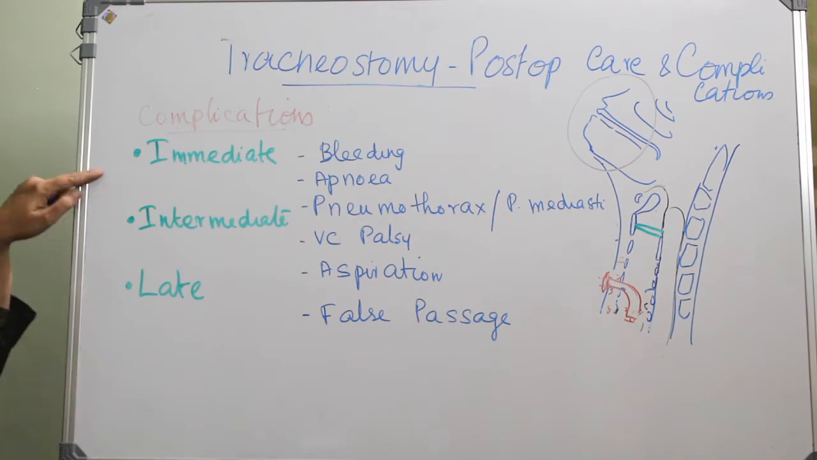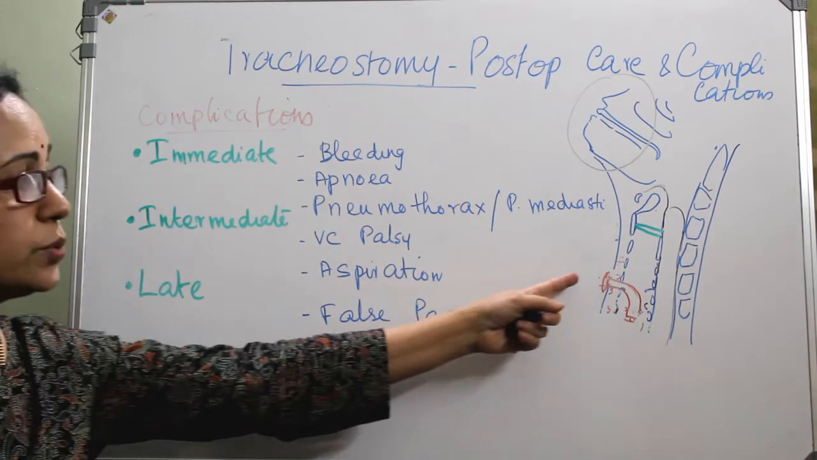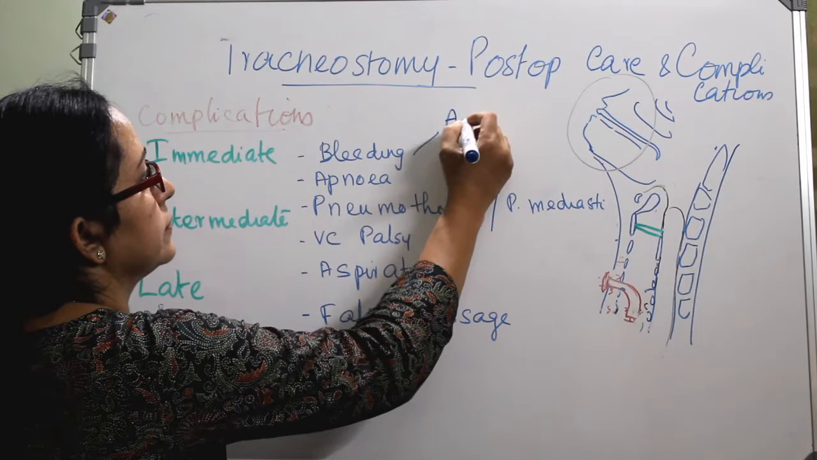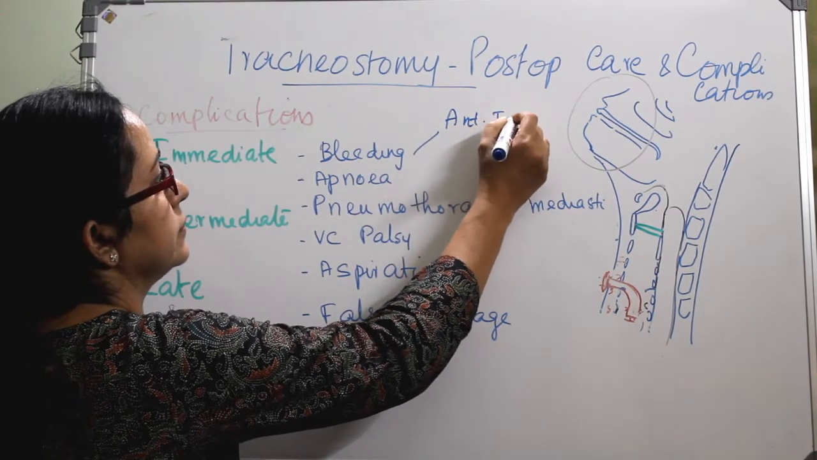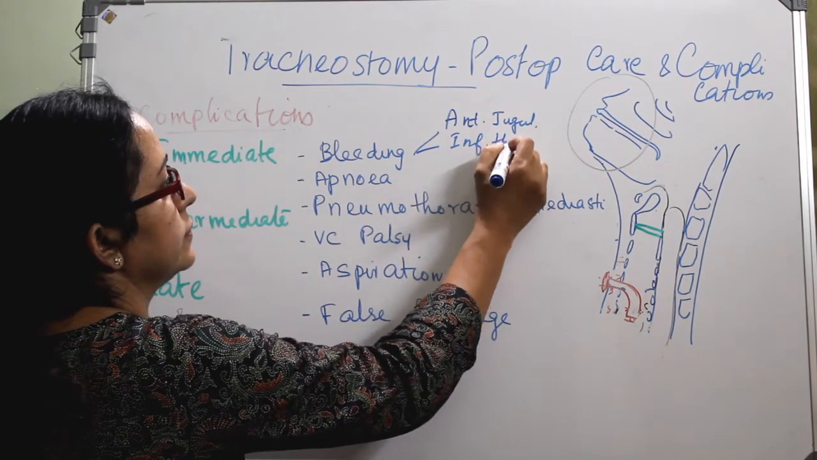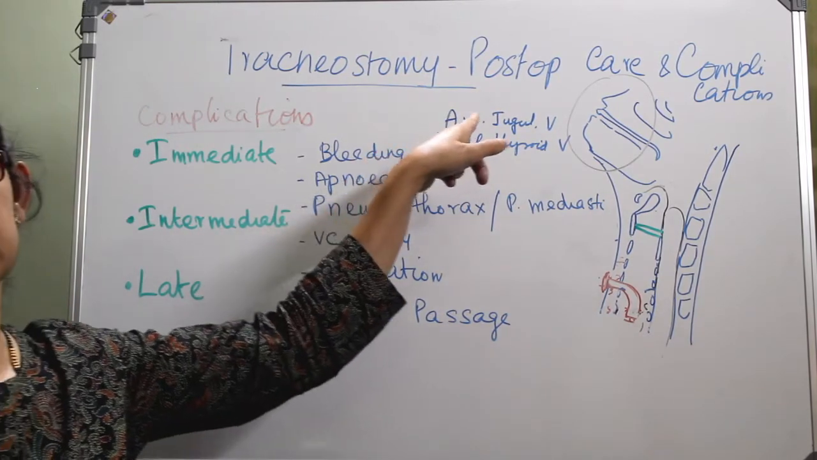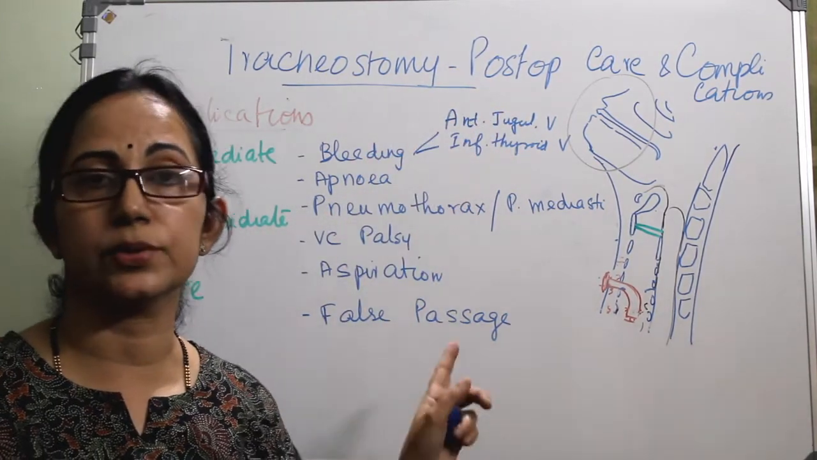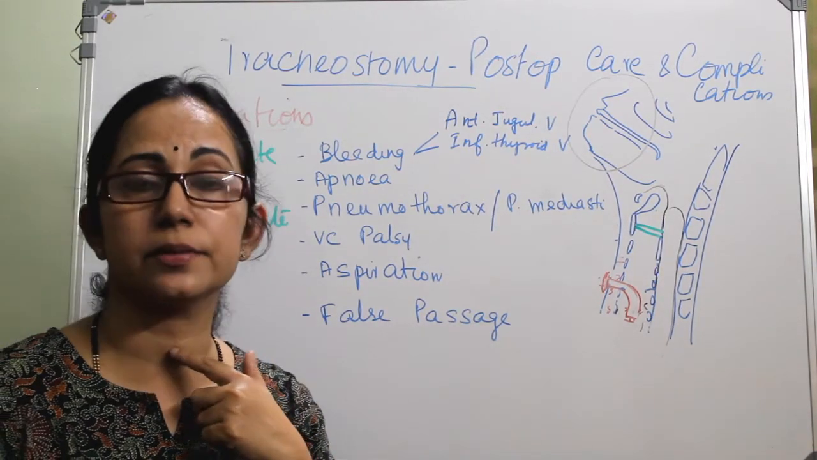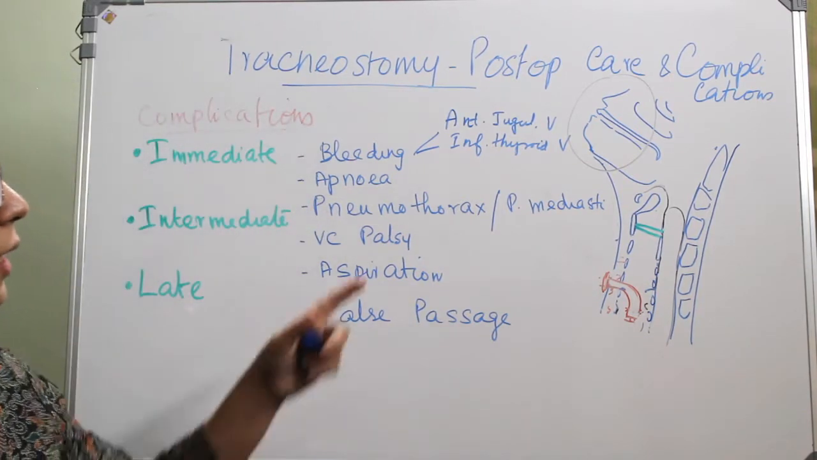Of the immediate complications at the time of surgery, one is bleeding. As soon as you open, the anterior jugular vein and the inferior thyroid vein are the commonest sites of bleeding in tracheostomy. You can also get bleeding from the thyroid isthmus, and sometimes a thyroidea ima artery will cause alarming bleeding.